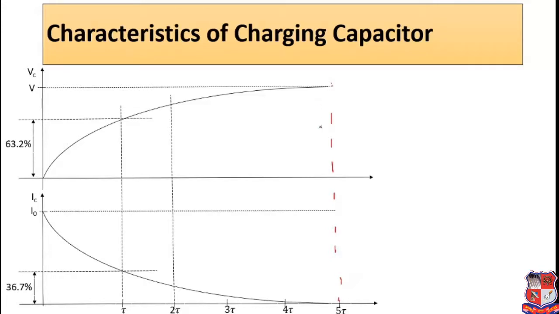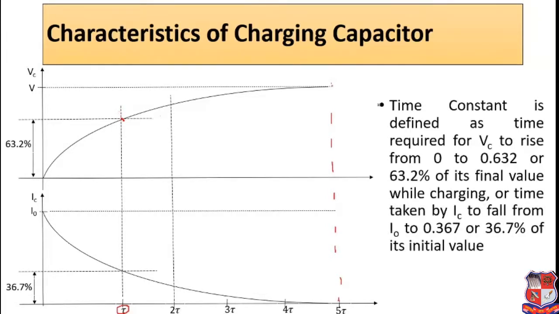So you can say that 5 tau is the time at which the capacitor charges fully, and this is the tau, that is the time constant. It is the time at which the capacitor voltage is charged to 63.2%. Over here I have mentioned that the time constant is defined as the time required for the capacitor voltage to rise from 0 to 0.632, or 63.2%, of its final value. Means this is the final value and it has reached 63.2%.